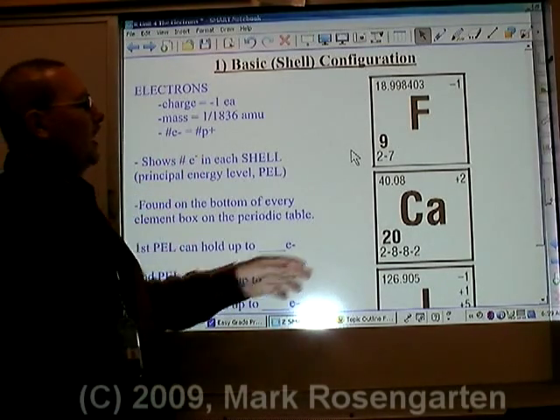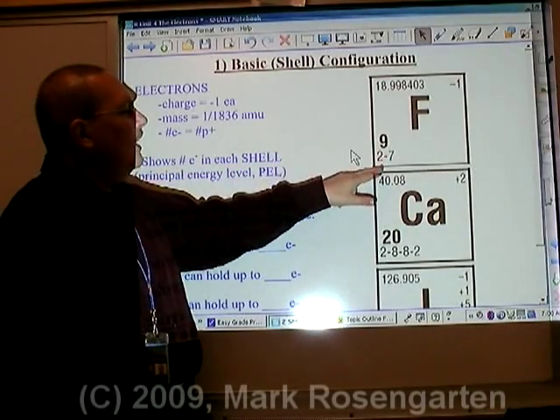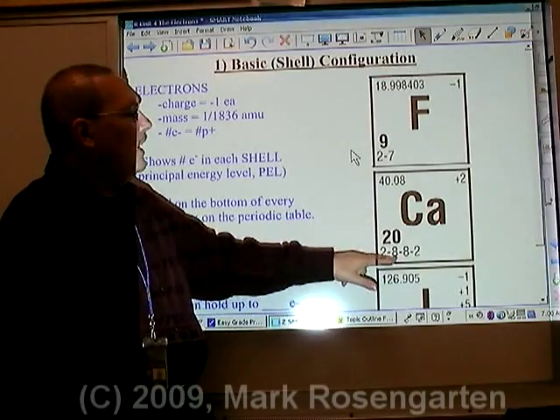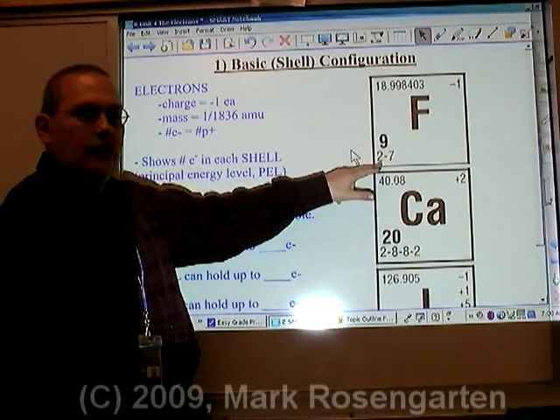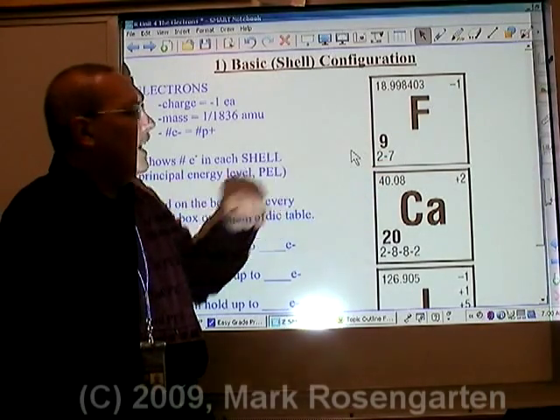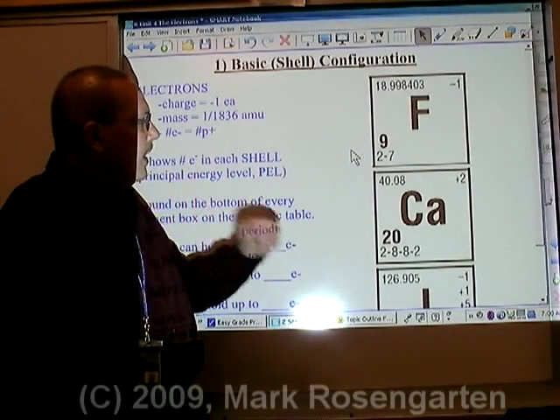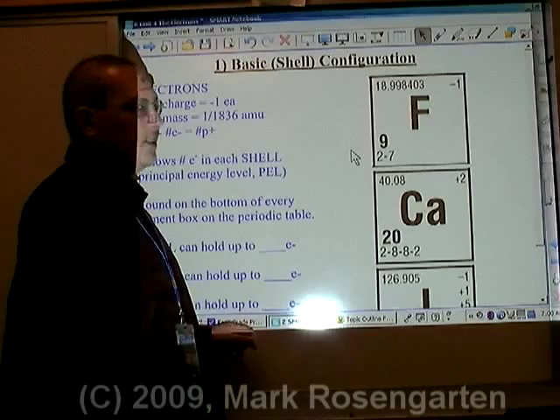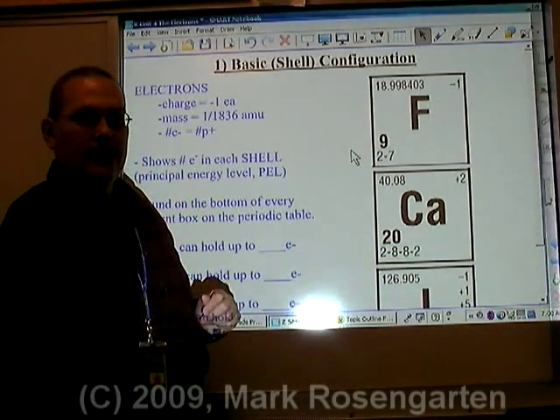Notice here that we have the number of protons shown as the atomic number, and this is the electron configuration for each energy level given. So there's 2 electrons in the first energy level, 7 electrons in the second energy level, for a total of 9 electrons, as well as 9 protons. In calcium, there are 20 protons. There are 2 plus 8 plus 8 plus 2 is 20 electrons as well.